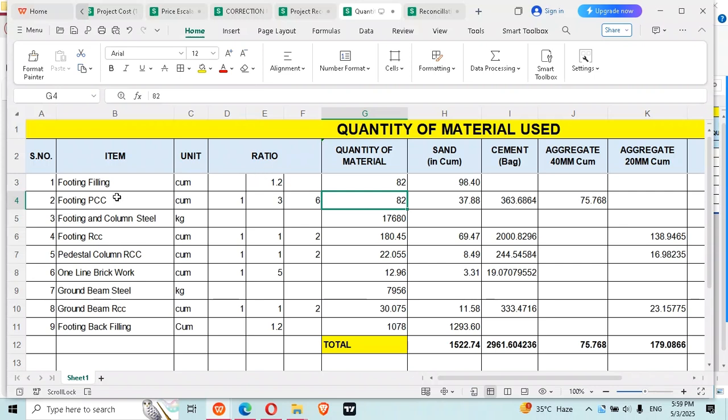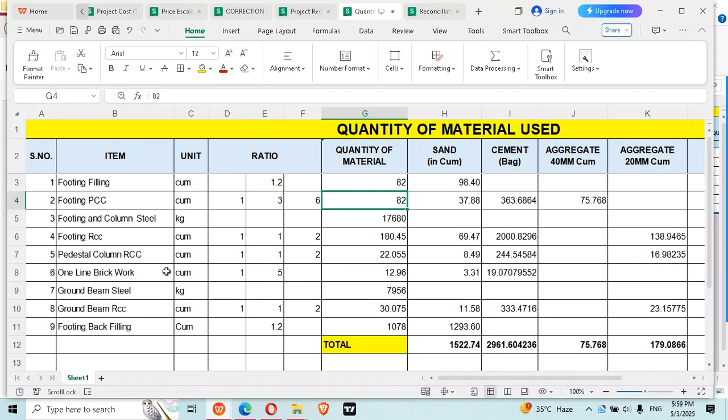For the putting filling, it is 1.2. It is only filling, so we have just 1.2. And for putting PCC, we have 1:3:6. It is M15 grade of concrete. For steel we have no ratio. For putting RCC, we have M25 grade of concrete.